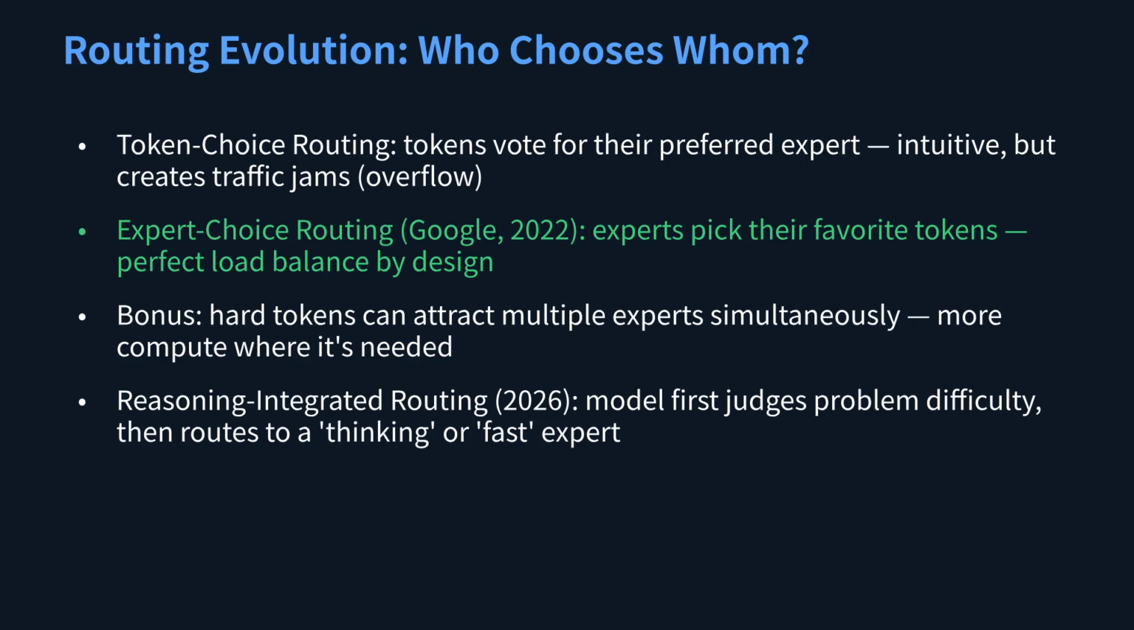In 2022, Google proposed flipping this around with expert choice routing. Instead of tokens choosing experts, each expert selects its favorite tokens from the incoming batch. This design guarantees perfect load balance by construction. No auxiliary loss needed, no overflow. And it has a nice bonus. Genuinely hard or complex tokens can attract attention from multiple experts simultaneously, giving them more processing power where it's needed most.